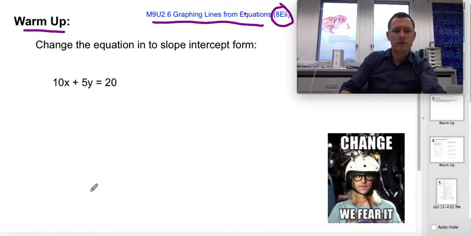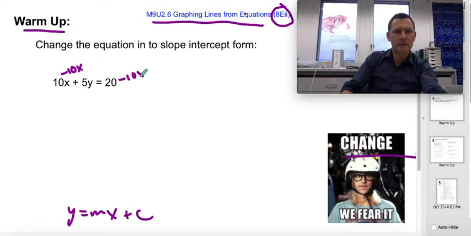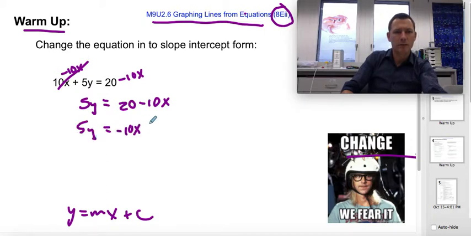Alright, so slope-intercept looks like y equals mx plus c. And so we're going to try to change this into slope-intercept, which means isolating this y. So let's start by subtracting 10x. Subtracting 10x, this turns into 0, and this is just 5y. This is 20 minus 10x. And if you're a true math nerd, you probably want to rewrite that as negative 10x plus 20.